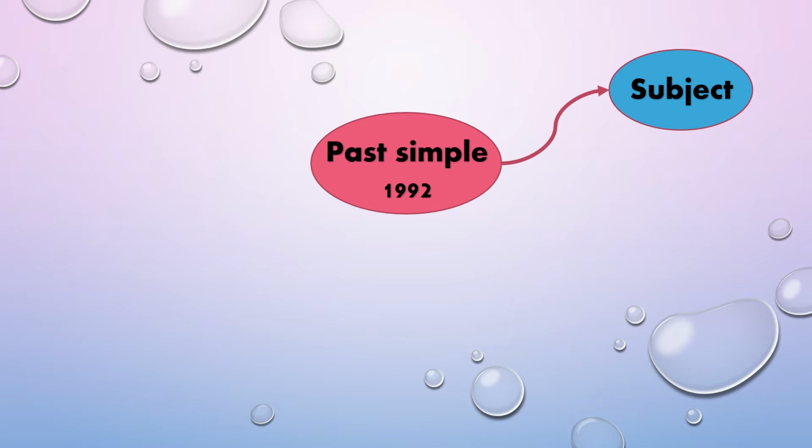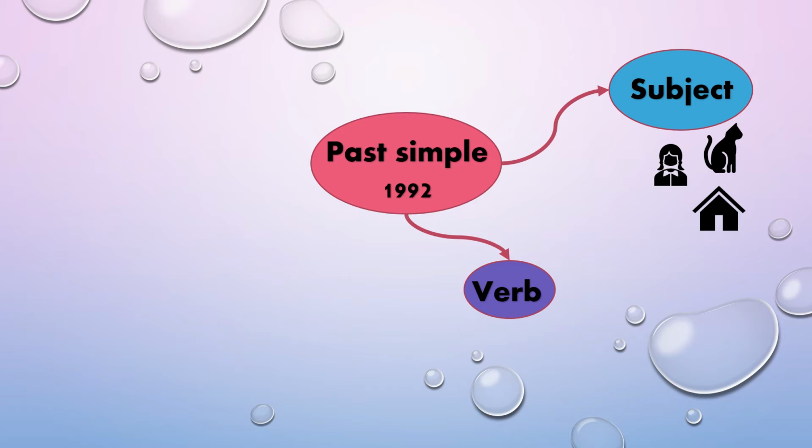The first thing we need when we use the past simple tense, of course, is a subject. A subject could be a noun like a person, an animal, a thing, a place. And of course, we can use a pronoun too: I, you, we, they, he, she, it. It's up to you, right? So a subject. And after that, we use a verb. Of course, this verb needs to be in the past simple form.